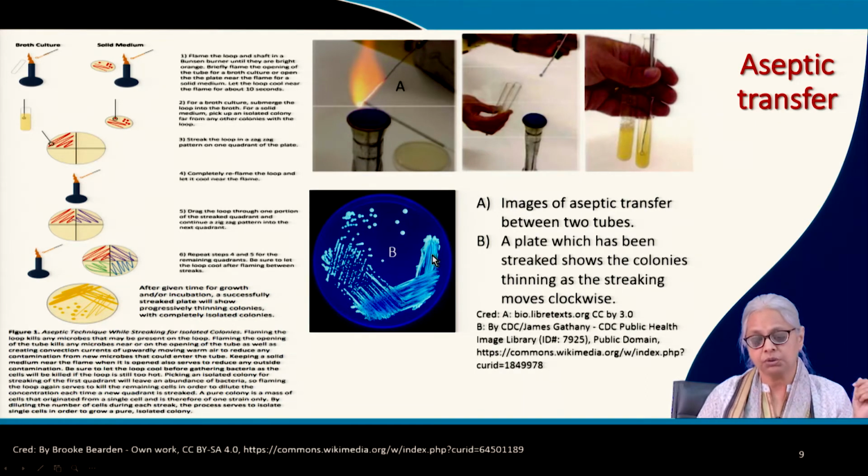The heaviest growth is over here, that is the beginning of the streak. The last point on the streak plate is then used to transfer it to the next one, and you can see 1, 2, 3, 4 and 5 and finally 6th streak. The 6th streak has individual cells, and you can see the size of the colonies. They're very small, and that shows that individual cells have now been separated from each other. Otherwise, they're all overlapping each other.